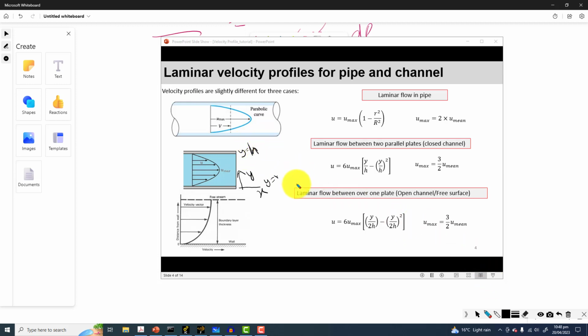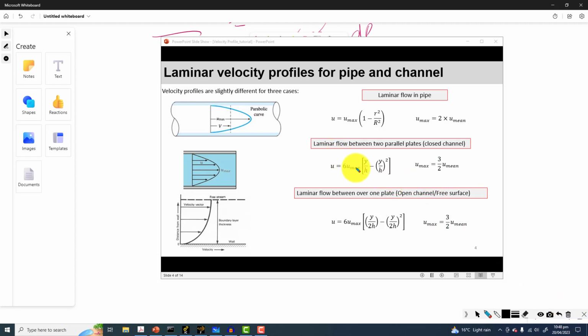Okay, so in some derivations you might have seen that they take the axis over here, so here it is h, and on the bottom side it's also h. In that case, I think you might have seen that u is equal to 1.5 times u maximum times 1 minus y by h squared. But what we are going to do is do things in a different way.